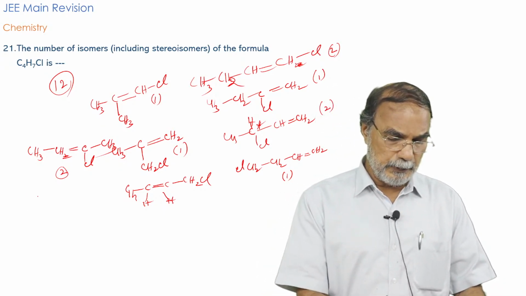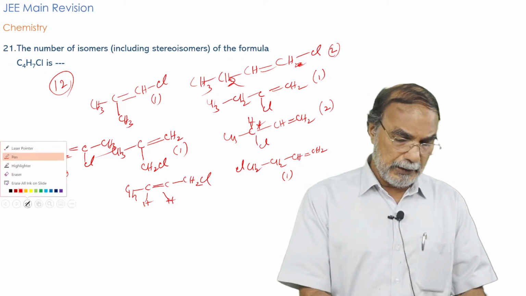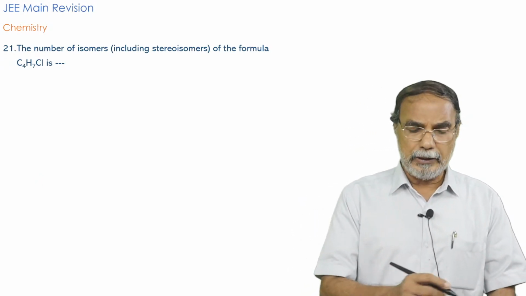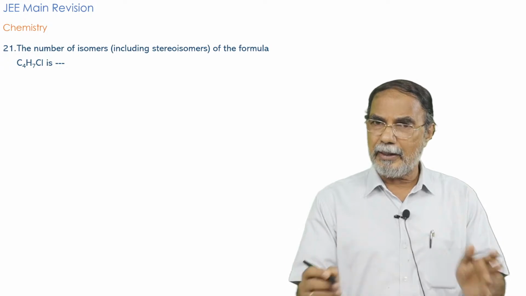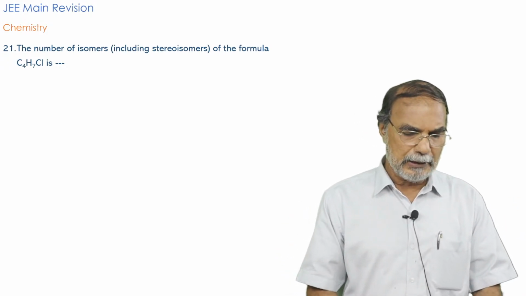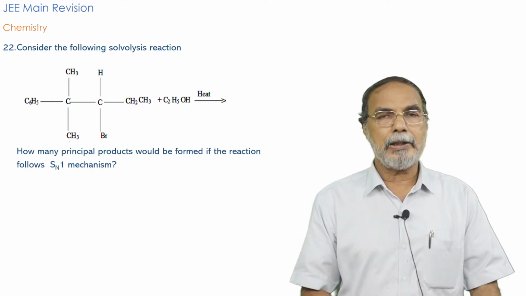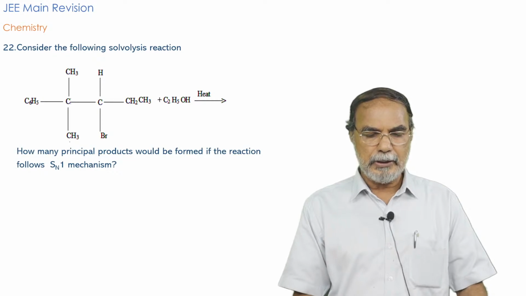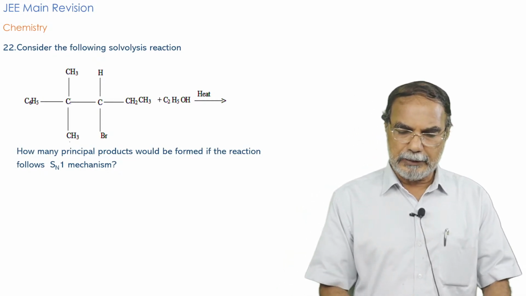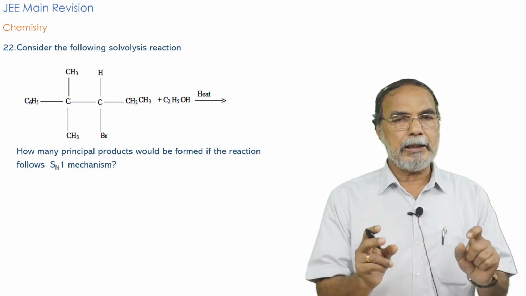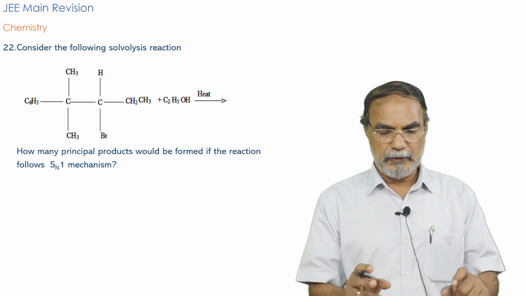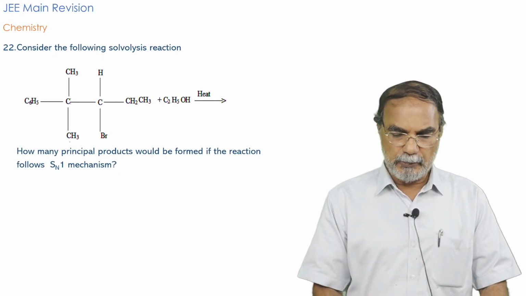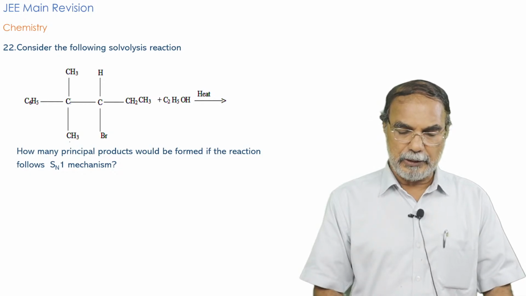I tell you, this particular question has been asked even earlier, and it's a good question. It is a good exercise for you to write down all the 12 isomers of this compound and get convinced that it has 12 isomers. Now coming to this question, consider the following. Again, a solvolysis reaction. You are given a compound like this, and again the question is based on the SN1 mechanism. It is specifically mentioned: how many principal products would be formed if the reaction follows the SN1 mechanism?